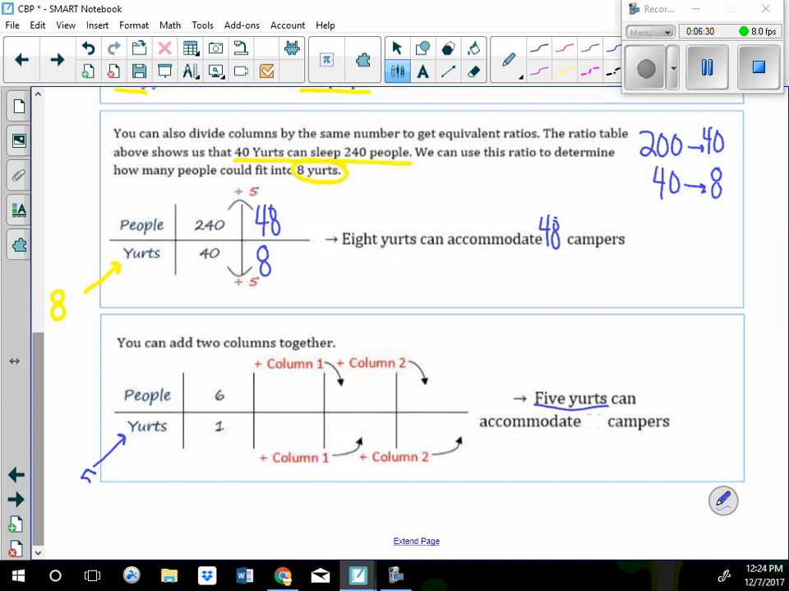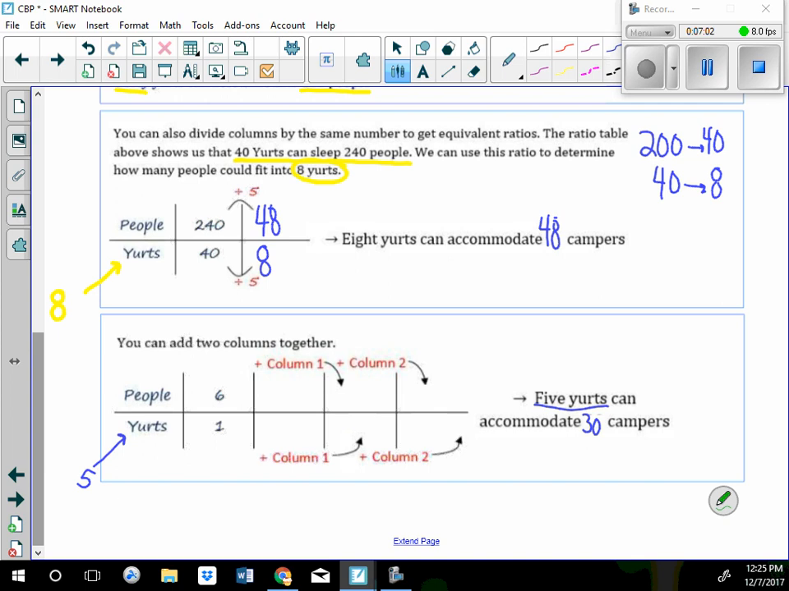Okay, so looking at this, how many people can fit into 5 yurts? 30. Okay, so if we wanted to get to 5 yurts, we could multiply 1 by 5 and the number of people by 5. So we know that it is 30. But right now, it's my goal to show you how we can use a strategy to get to 5 yurts, okay? This is not as efficient in this case, but it's a strategy that you might want to use in the future.